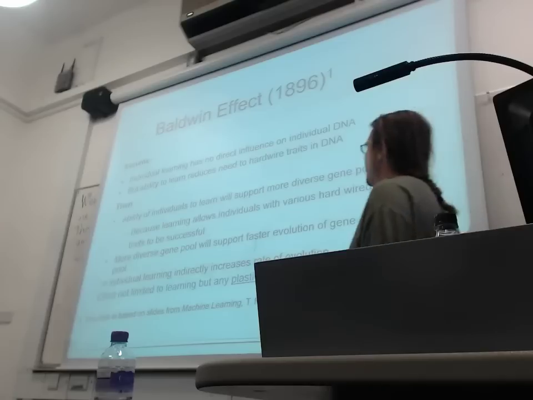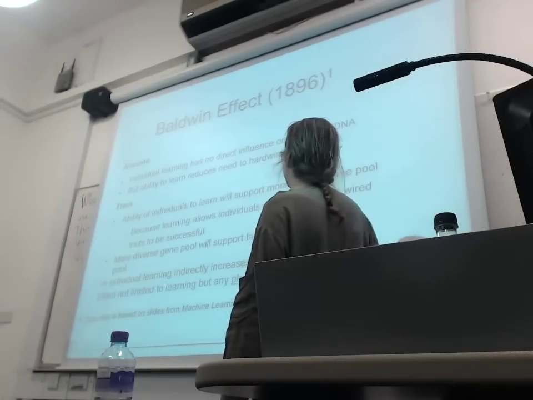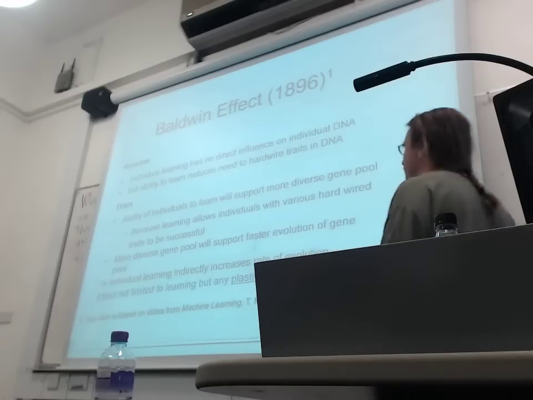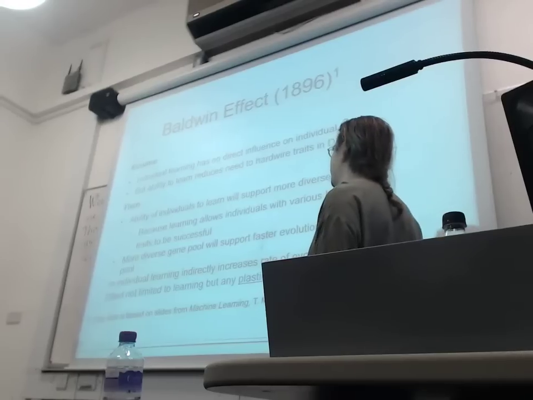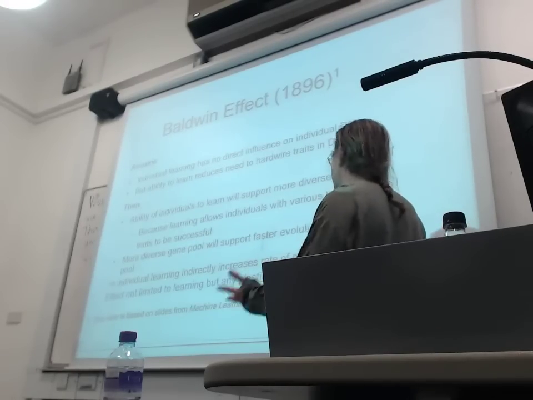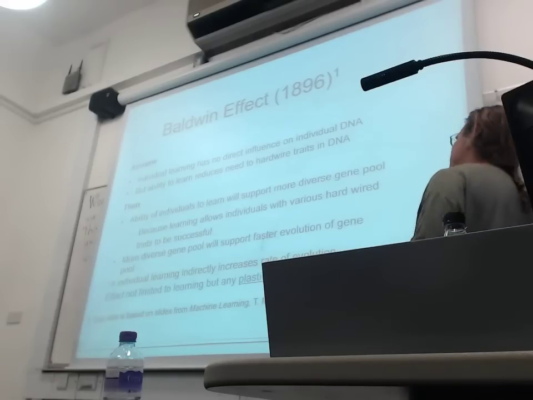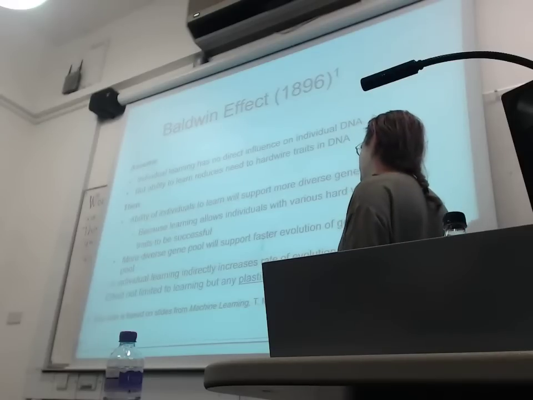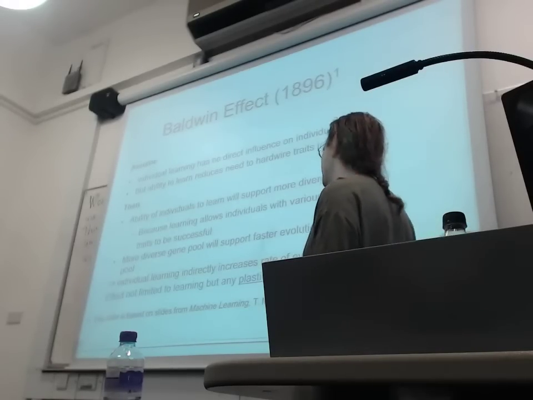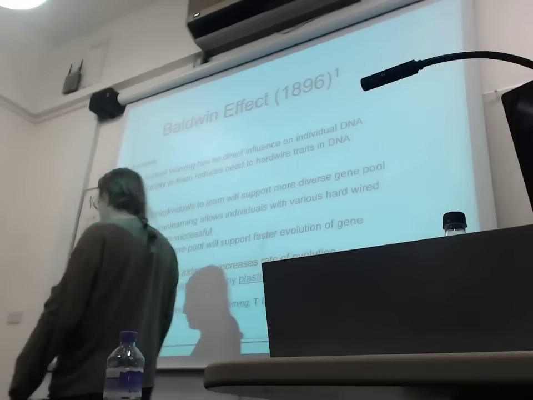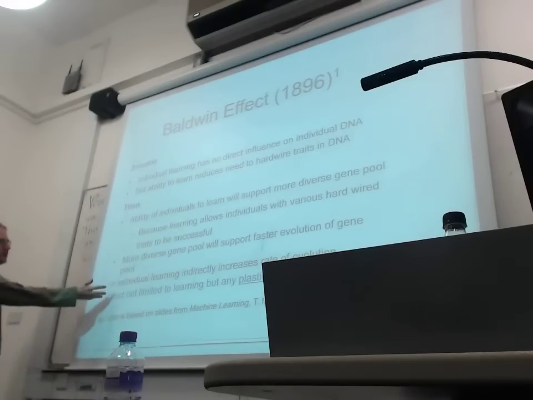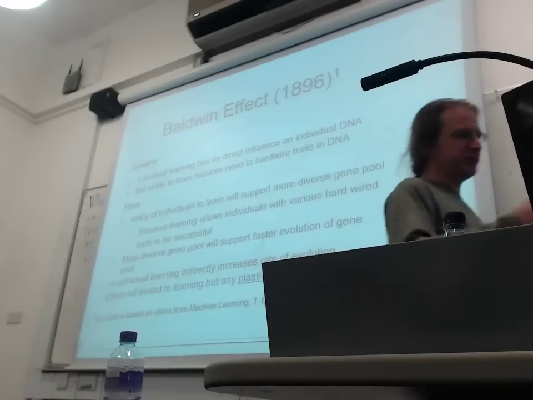So then the idea is that if you have individuals which are plastic in some way or able to learn, like to avoid cars, this supports a more diverse gene pool, because learning allows your gene pool to have a variety of individuals with various hardwired traits. You can have more hardwired traits if there's some mix of learning or plasticity involved. So a more diverse gene pool will then support faster evolution of the gene pool, and thus individual learning indirectly increases the rate of evolution. And so I use this example of learning, but you can imagine any sort of plasticity of the organism, the ability to adapt to the environment in its lifetime without being hardwired.